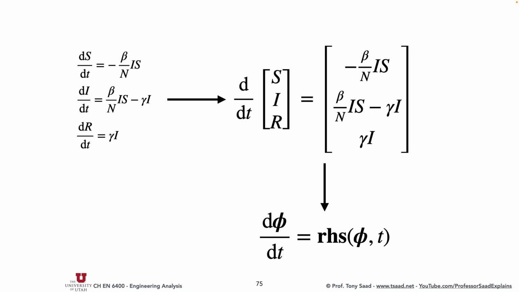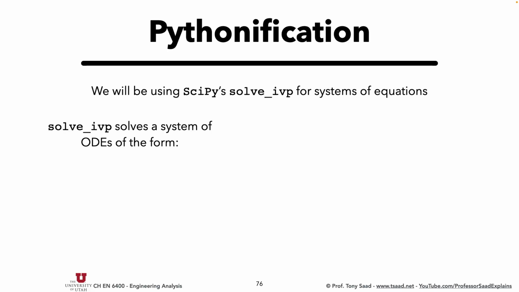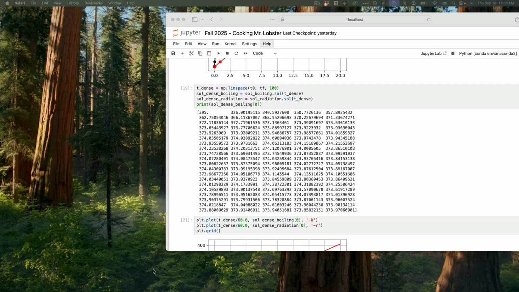And so in vector form, this is written as a vector of derivatives equal to a vector of right-hand sides, and each right-hand side depends on all the other ones. This is a vector right-hand side, and the argument of the right-hand side is also a vector because phi contains S, I, and R. Okay? We Pythonify this the same way we did with root. We will use solve IVP. So solve IVP solves a system of equations of this form, not just one equation, but a system of equations. Let me fix this actually, because this needs to be t comma phi.